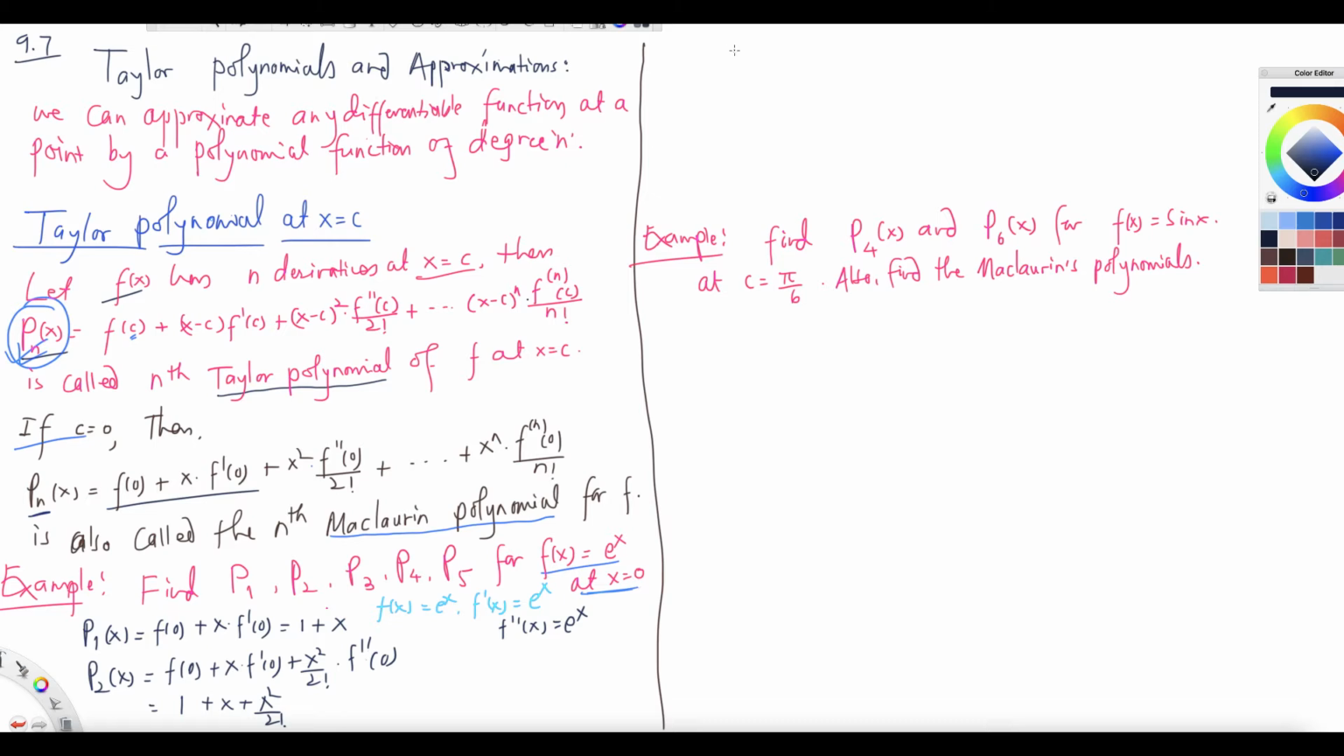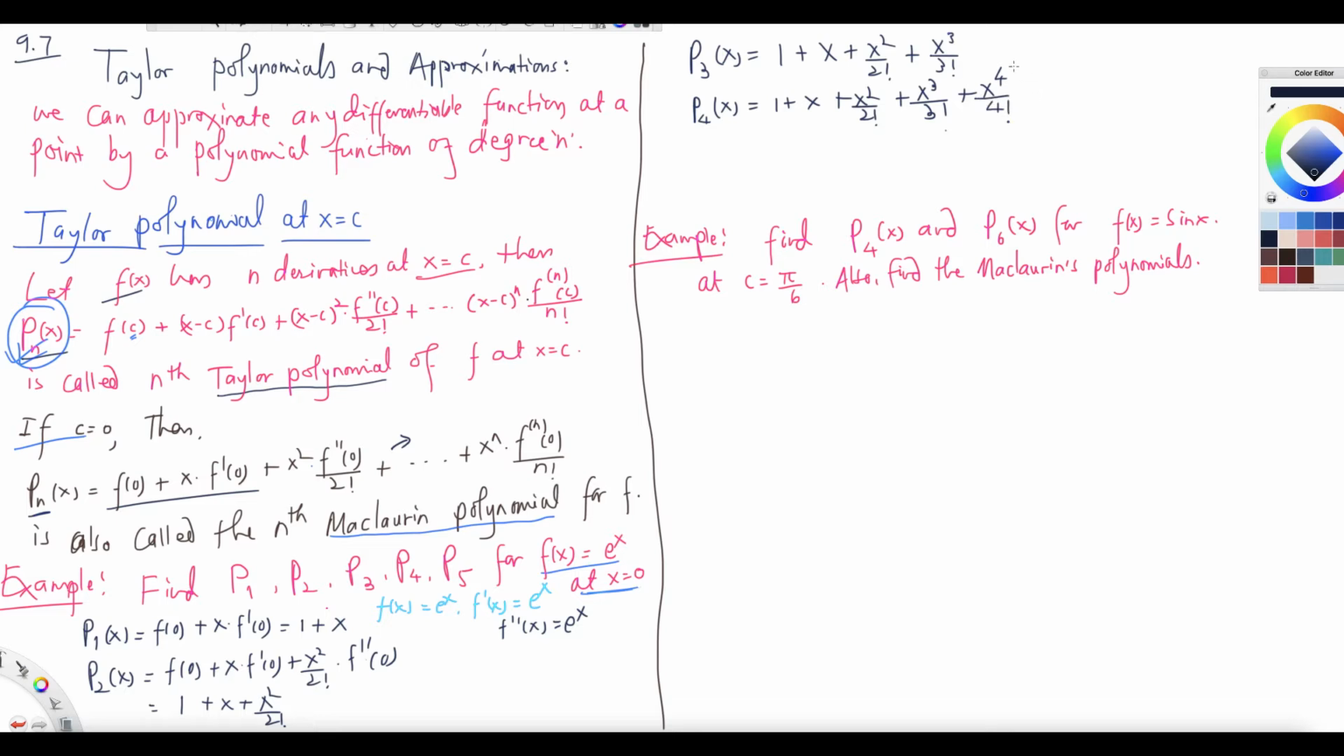Okay, similarly if you find P3 of x, it will be 1 plus x plus x squared over 2 factorial plus x cubed over 3 factorial. Okay, similarly P4 of x will be 1 plus x plus x squared over 2 factorial plus x cubed over 3 factorial. You need to go to the fourth derivative, right? That's what you got. One more term after this in that formula, right? And then plus x to the 4 over 4 factorial.